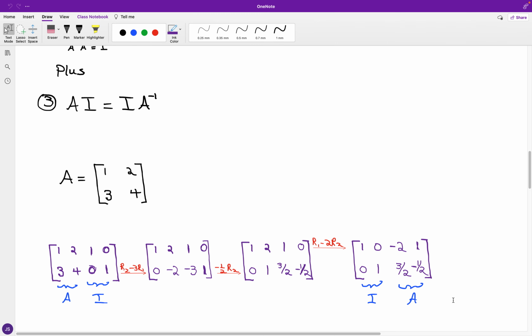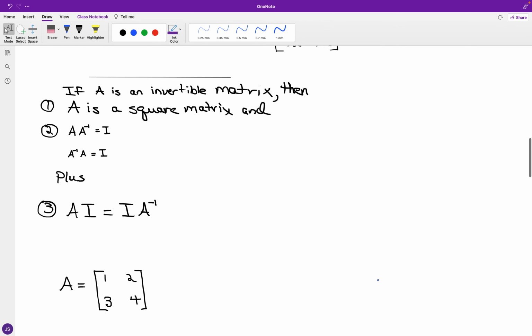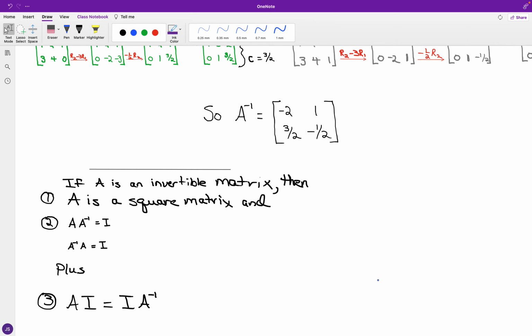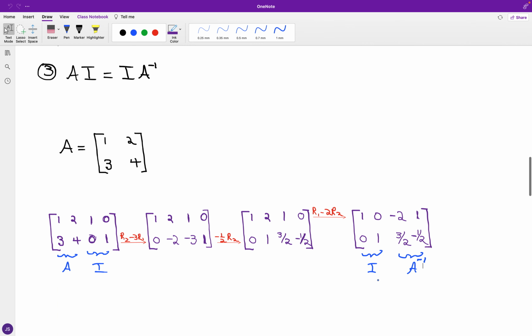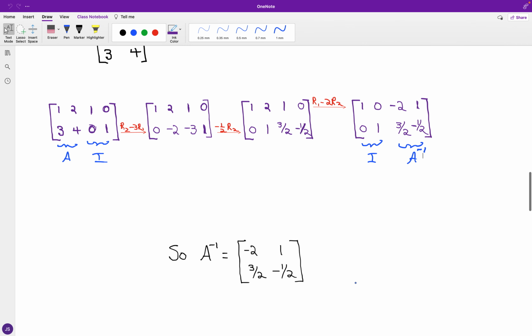Notice for the last two columns, the values I'm going to have are in reference to what is going to be the inverse. So again, I have A times I is equal to I times the inverse. And guess what? We're going to have that bit of history repeat. So I had before negative 2, 1, 3/2, and negative 1/2.